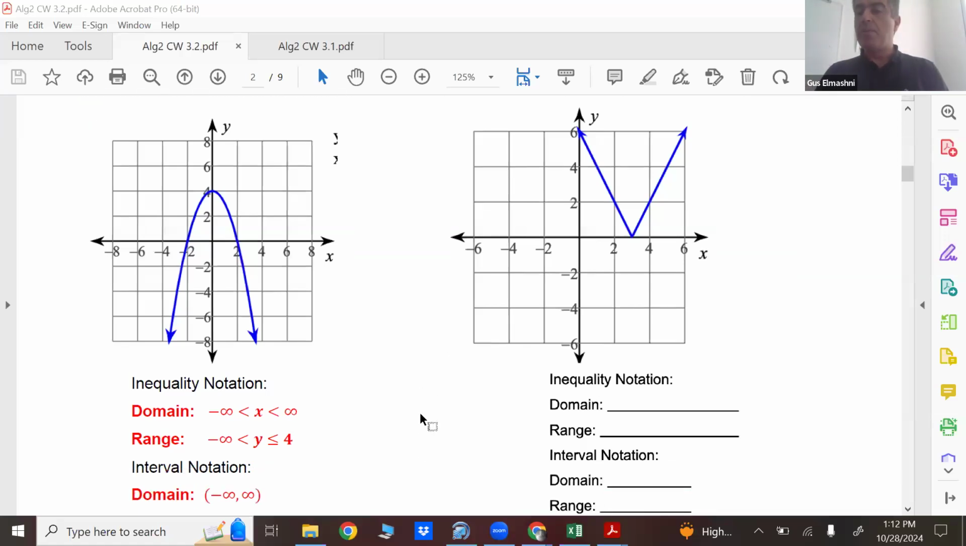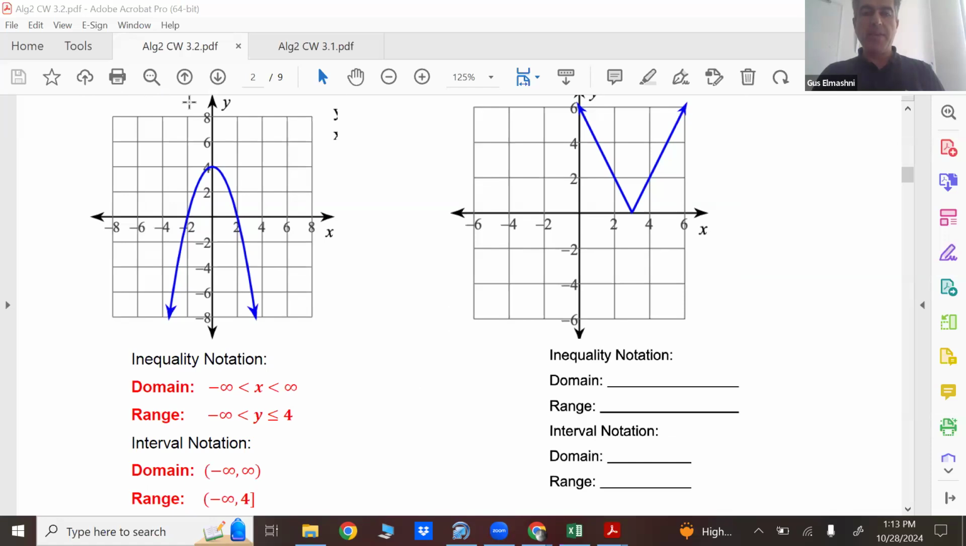Okay, let's look at this one here. This is absolute value. It's got a sharp corner. Is there a low point? And if so, what is it? 0. And it goes up forever. So I'm going to write it like this. The range is going to be like this. Bracket 0, infinity.